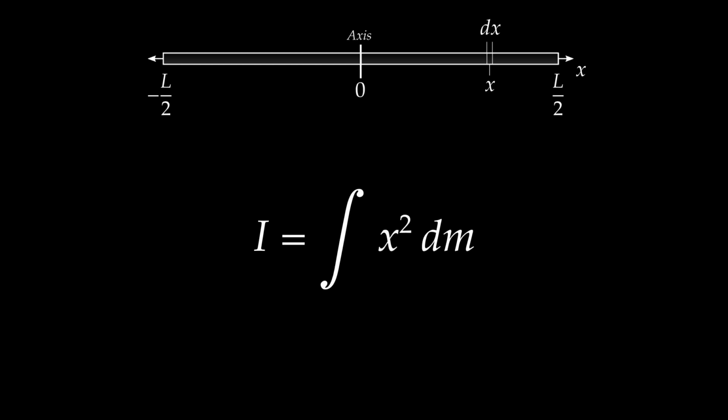It is the integral of x squared dm. So I make it a one-dimensional integral. But now what do I do? Because I need to perform the integral of x squared with respect to dm, I need the relationship between the two.